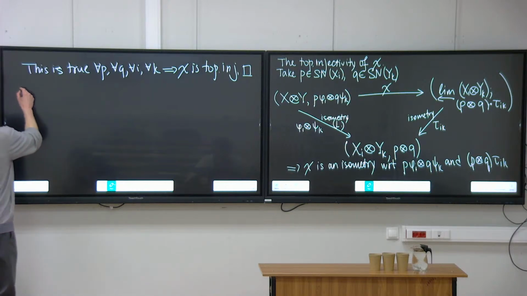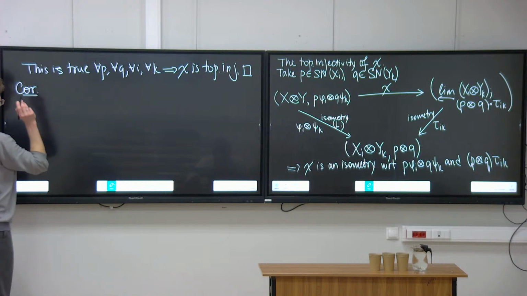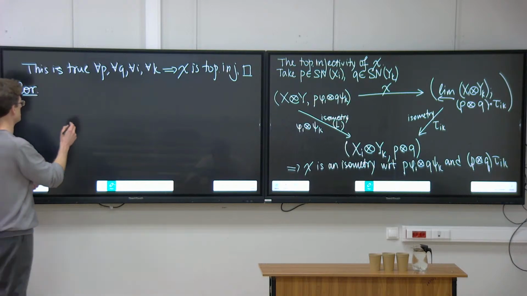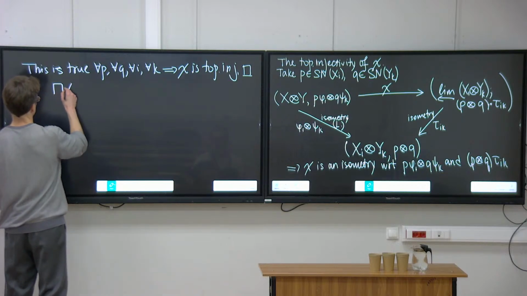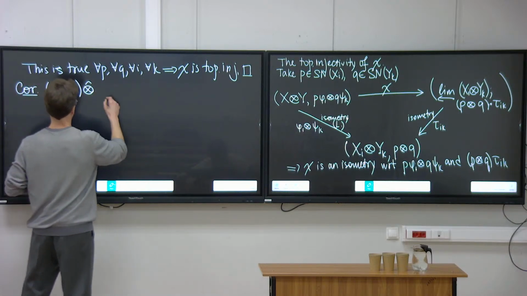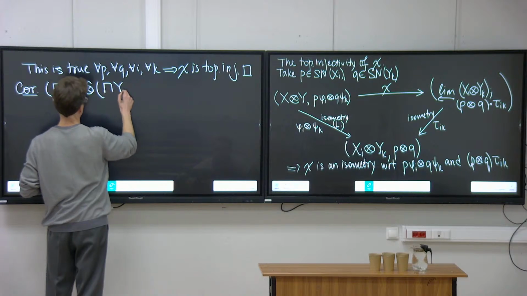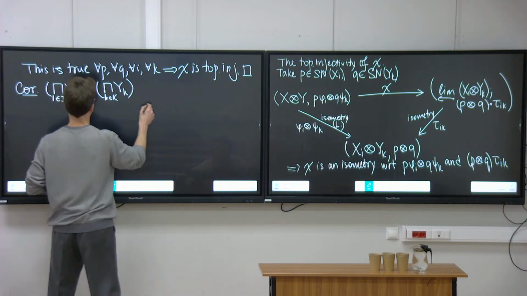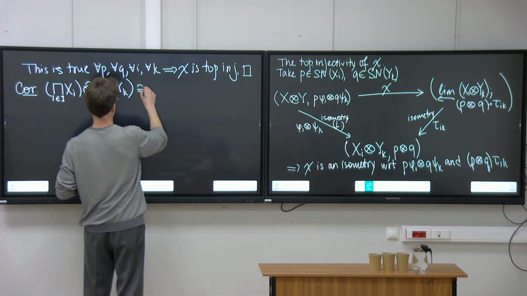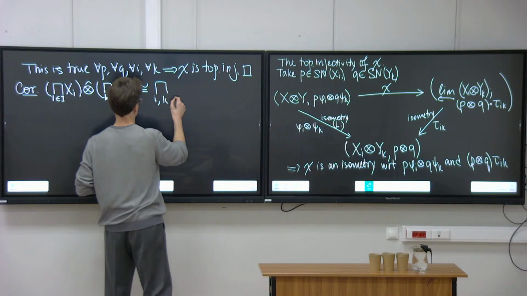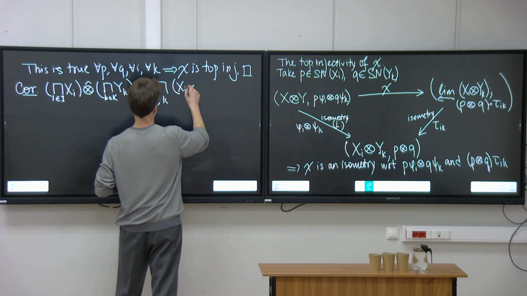As a corollary, we see that the complete projective tensor product and the complete injective tensor product commute with products. If you have a product of a family of locally convex spaces X_i, and the product of a family of locally convex spaces Y_k, then their projective tensor product or injective tensor product are isomorphic to the product of their tensor products.